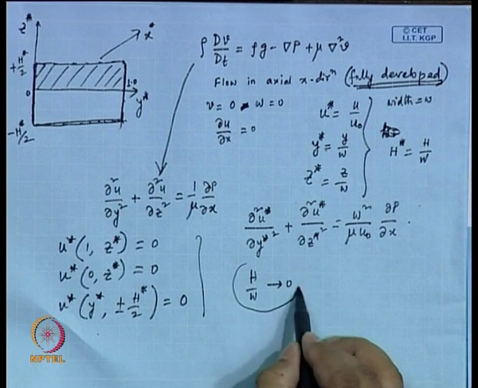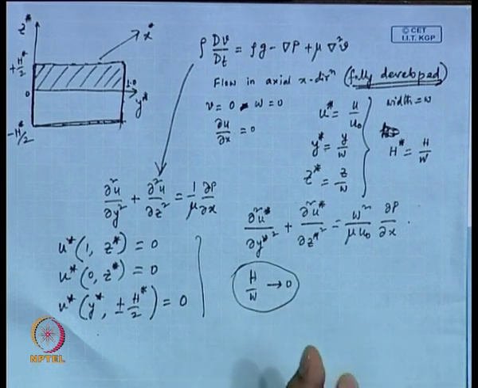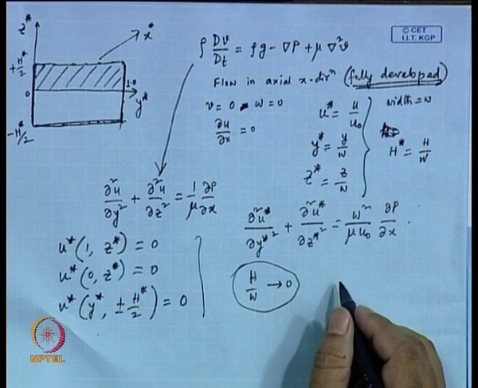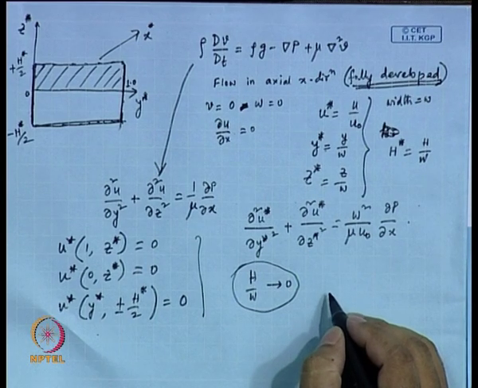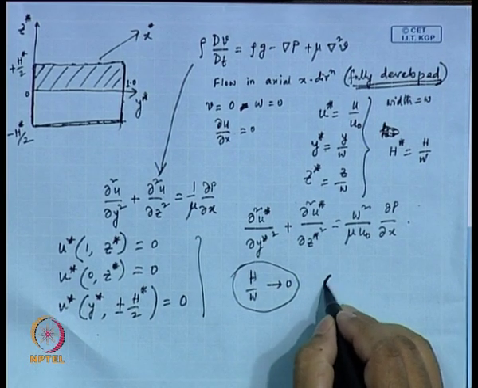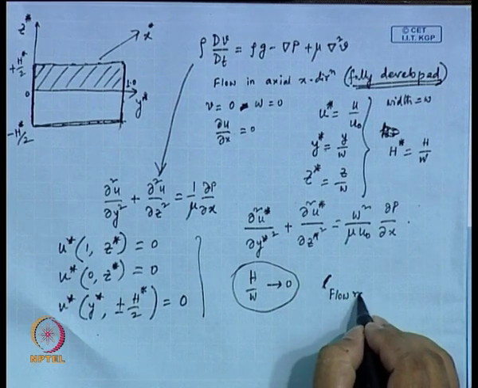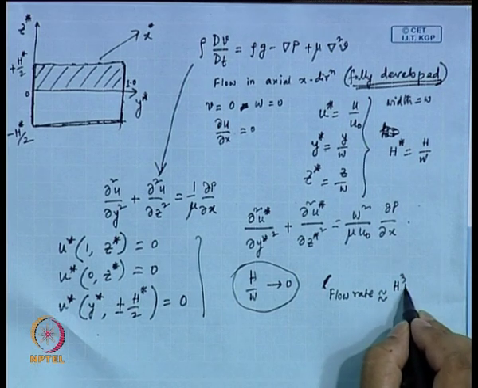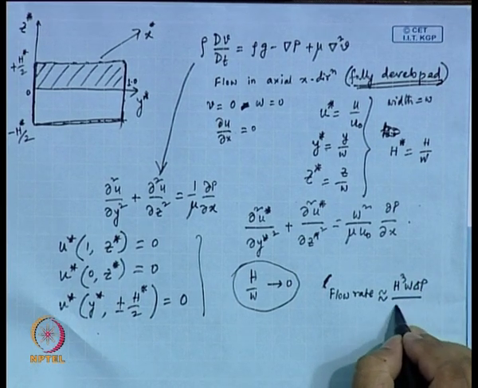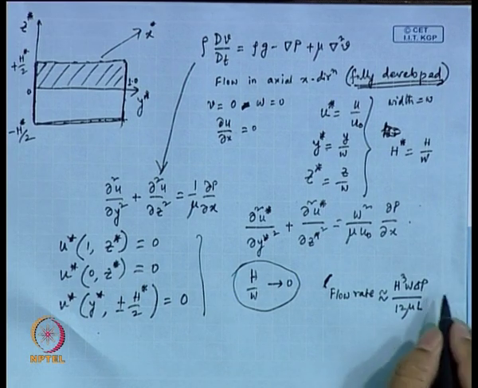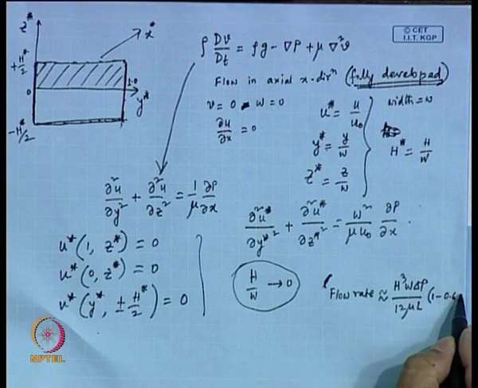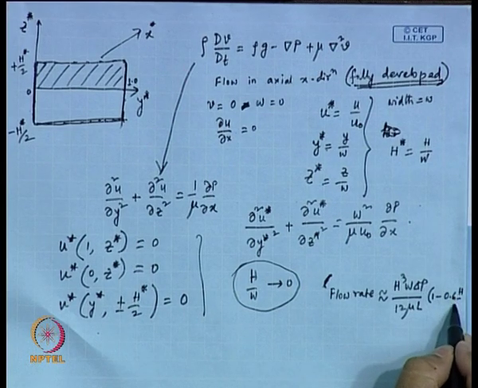If this is a condition that prevails as far as the channel dimensions are concerned, then you can write the flow rate, the average flow rate would be given approximately by H cube W delta P by 12 mu L times 1 minus 0.6 H by W.